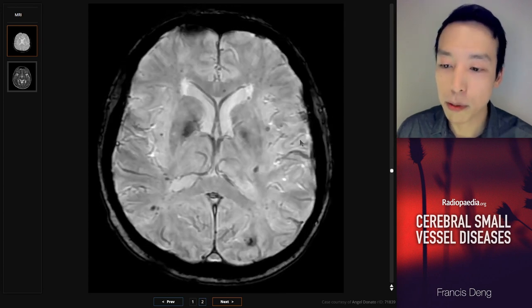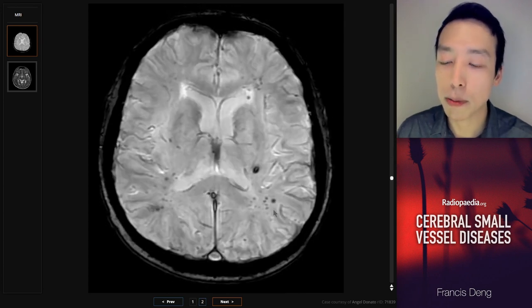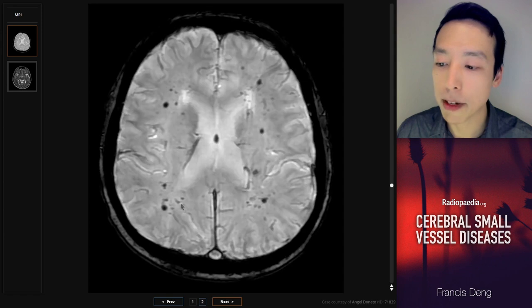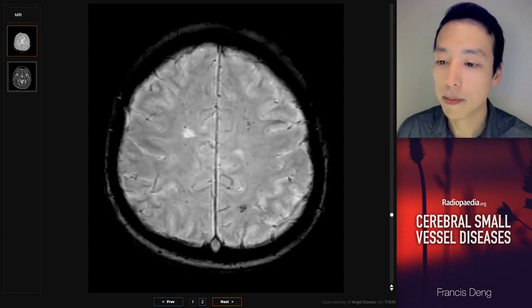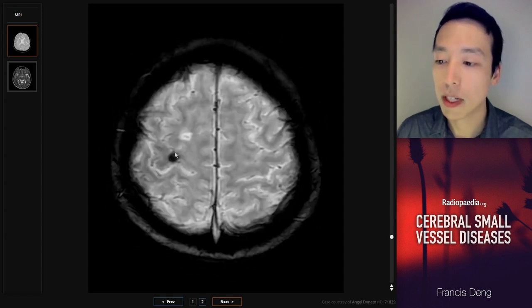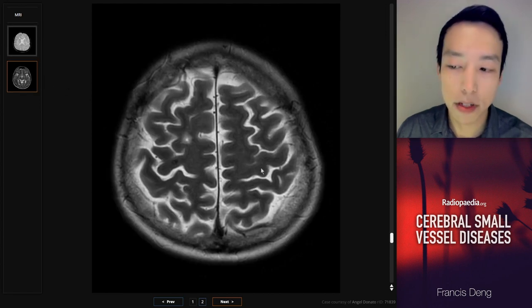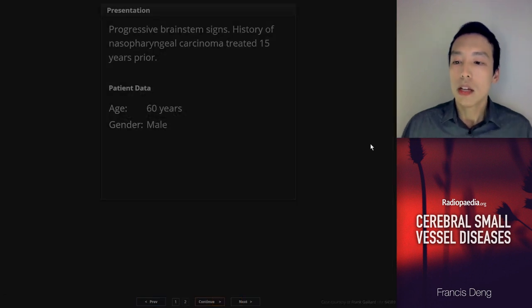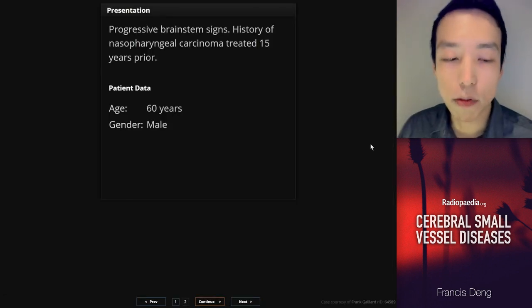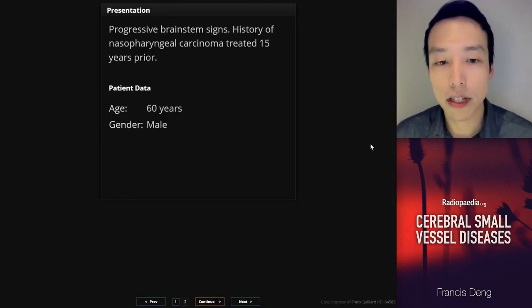But in the supratentorial brain, we see numerous cerebral microbleeds in the periventricular and deep white matter here. And then here, a larger blooming focus that we can see on T2 weighted images that may be a cavernous malformation. So that was a case of radiation-related microangiopathy.